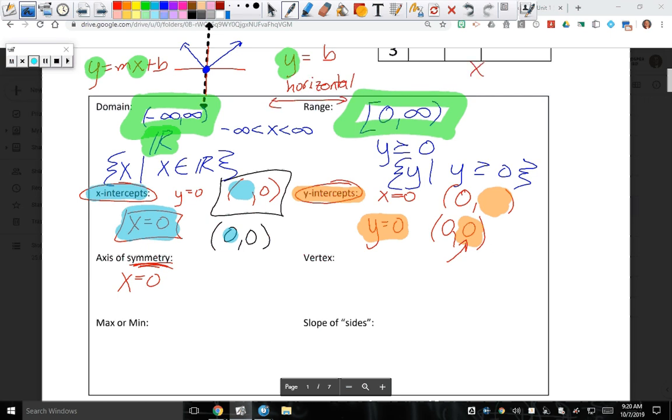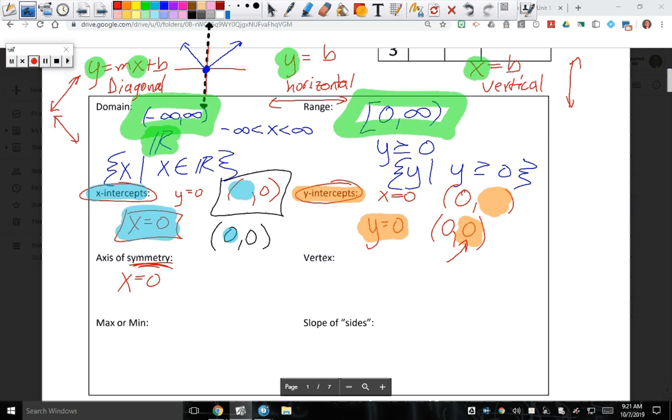And if it only has x, what would it be? Vertical. In this case, we see it's x equals 0. And if it has both, what would it be? Diagonal. It could either have a positive slope or it could have a negative slope. Just a little review with that kind of stuff.